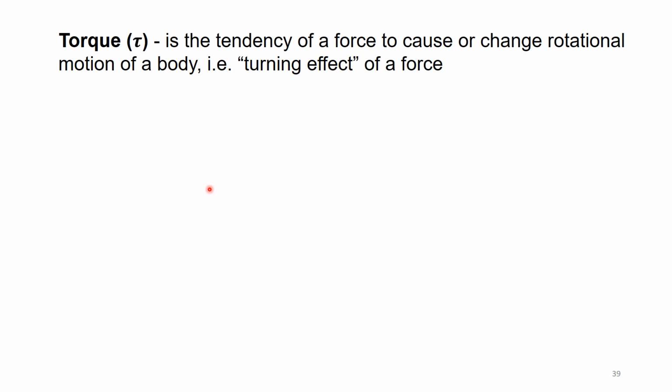So to study the motion of rigid bodies, we introduce different quantities. Here's one of them, the quantity torque, with a symbol of tau. So what is torque? Torque is the tendency of a force to cause or change rotational motion. So in brief, torque is a turning effect generated by a force. When you apply a force on a rigid body, it can create a turning effect. So we say that the force creates a torque on the rigid body.